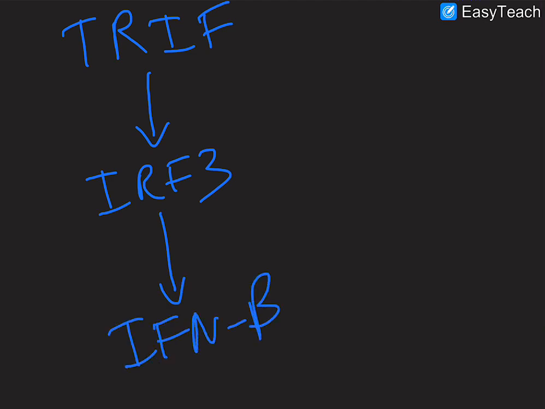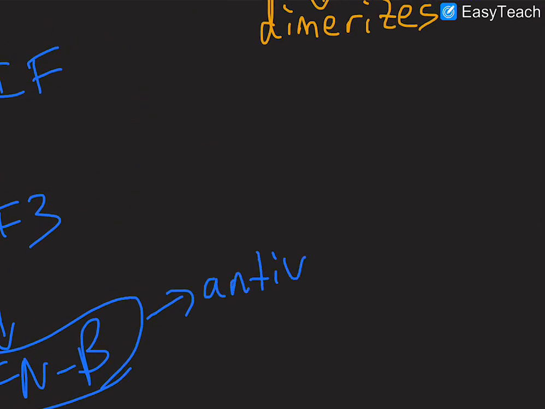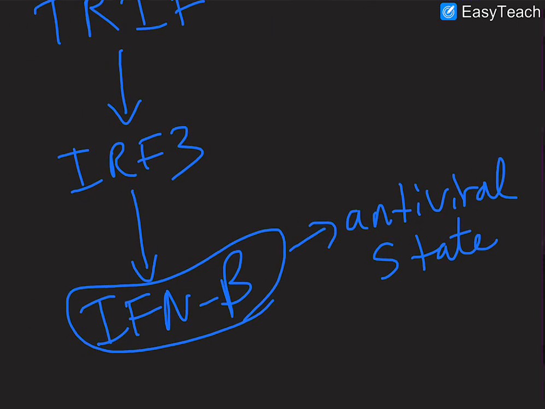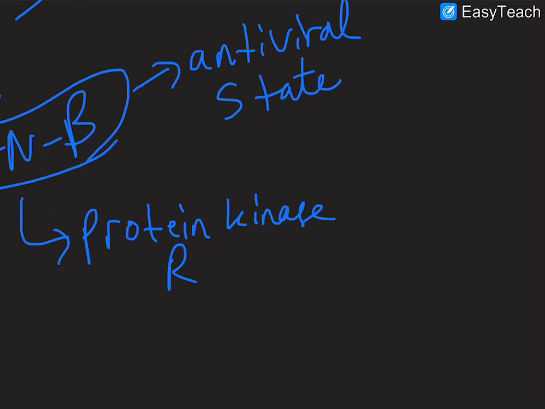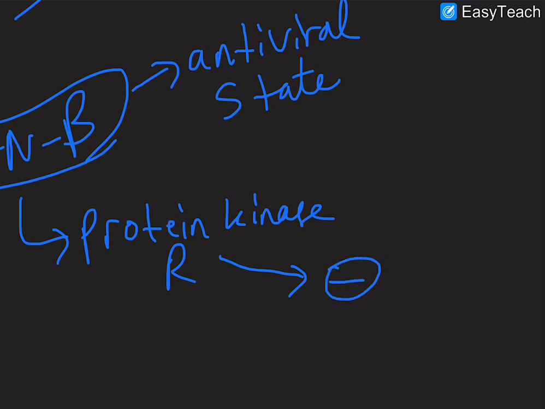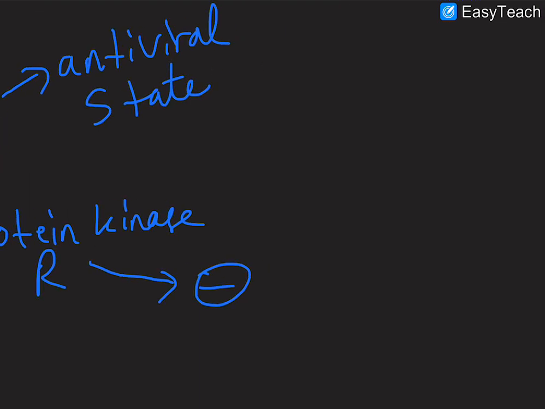The reason why this is good is interferon beta actually puts you at an antiviral state. So this is actually pretty cool. It's a cool way of the immune system putting you at an antiviral state. Because what can happen is this interferon beta can go to nearby cells and lead to the production of something like protein kinase R. And if nearby cells start producing protein kinase R, what protein kinase R does is it inhibits translation of this virus.